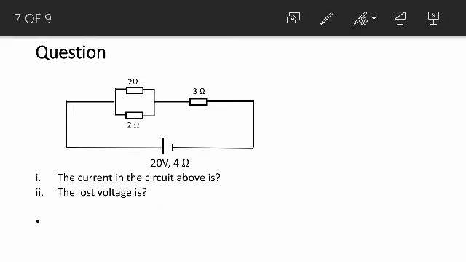Now we see the circuit here. We are given a circuit and we're asked to find the current in the circuit, okay, and the lost voltage.